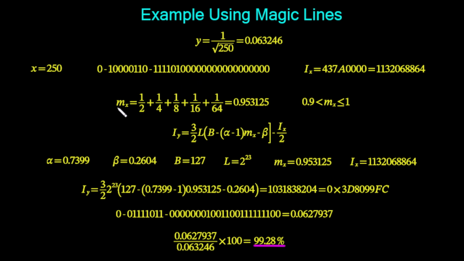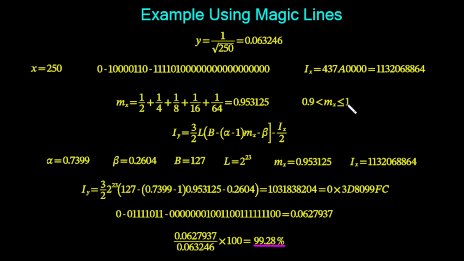Now for the value of our mx, we're going to start at this point here. So it's going to be 1 upon 2 plus 1 upon 4, 1 upon 8 plus 1 upon 16 plus 1 upon 64, which gives us 0.953125. So it means that our mx is going to be in the range 0.9 to 1.